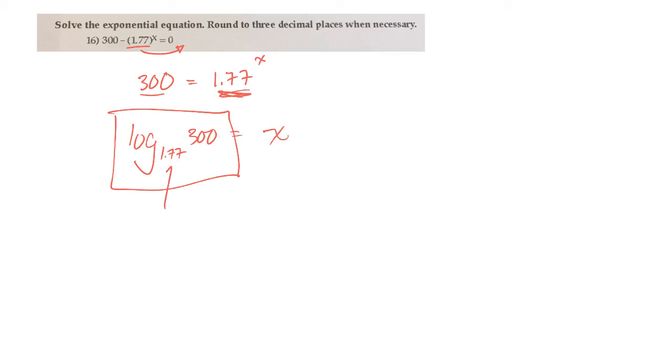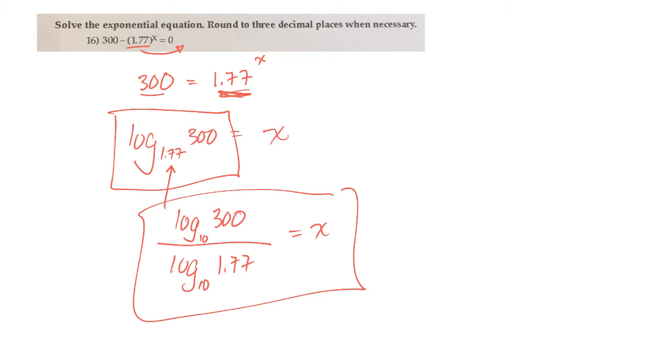Now, unfortunately, I don't have a base 1.77 on my calculator. I just have base 10 and base e, but I have the change of base formula that says I can take the log of any base, let's pick 10 because it's on my calculator, of 300 divided by the log base 10 of whatever the base was. That's the change of base formula. Now you can plug that into your calculator and give it to 3 decimal places.